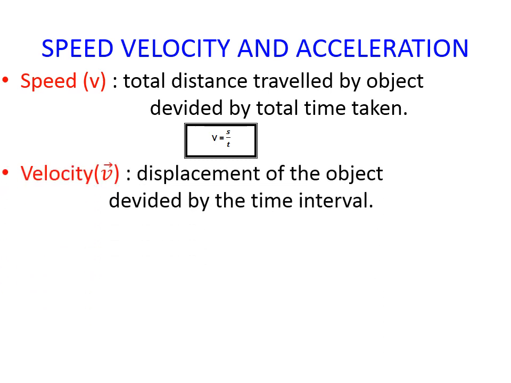and velocity is symbolized by v with an arrow above the letter v. The arrow represents that velocity is a vector. Because velocity is a vector, the velocity has direction. And velocity is the displacement of the object divided by the time interval. Velocity is formulated by delta x per t.